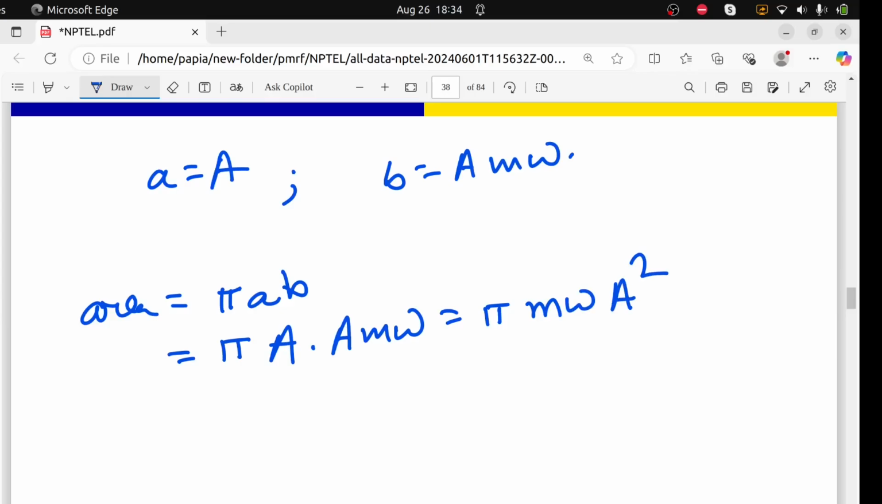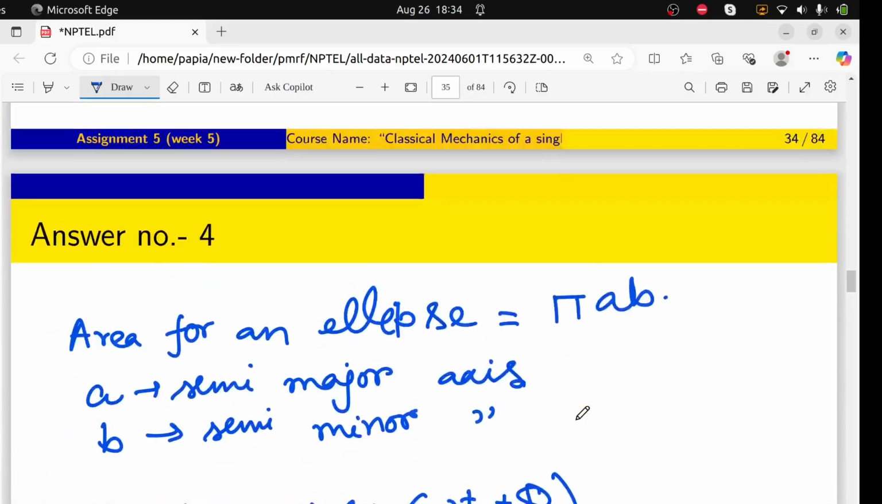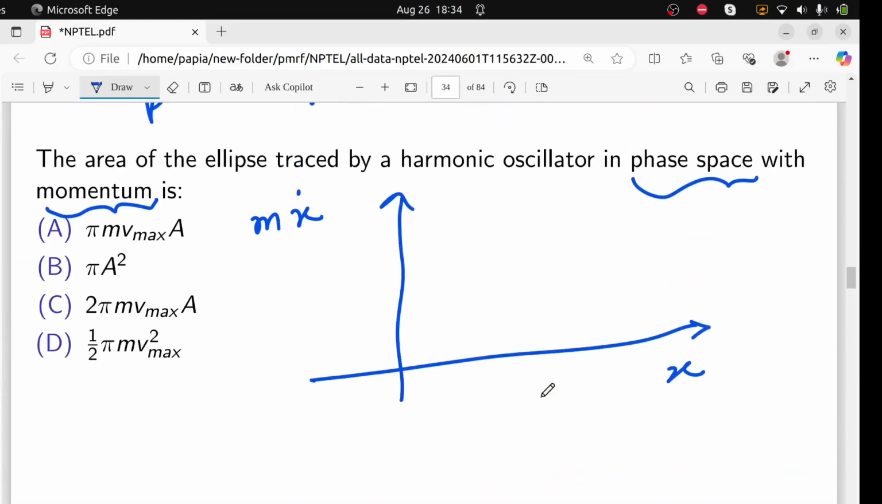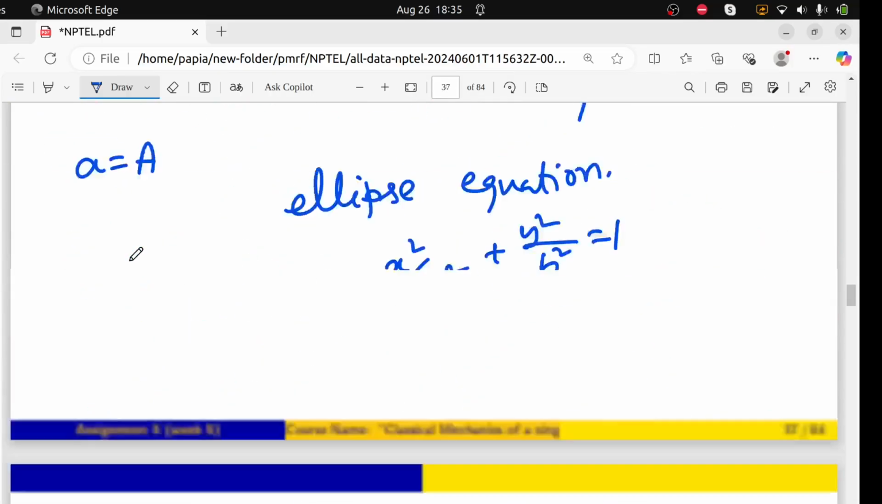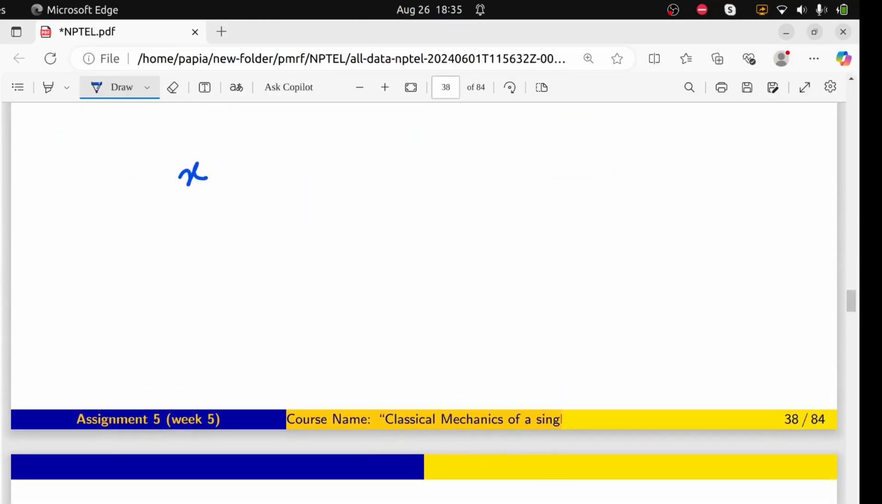Okay. Now we can see the options. But in the option, and the answer was pi m omega A square. But in that option, options it is given in terms of Vmax. So we need to calculate the Vmax as well. So how to calculate Vmax? We had x is this one.